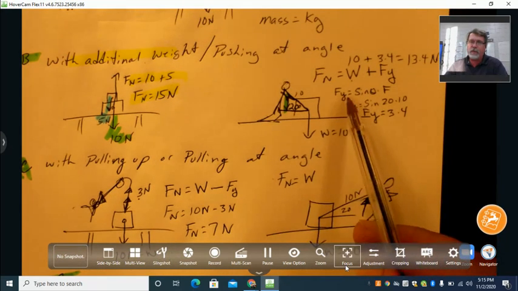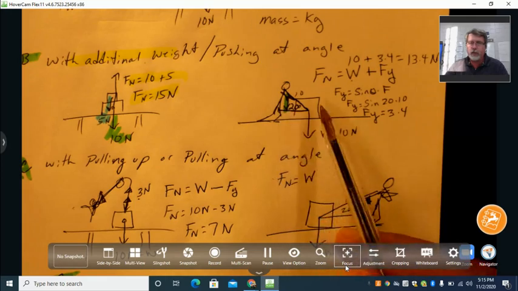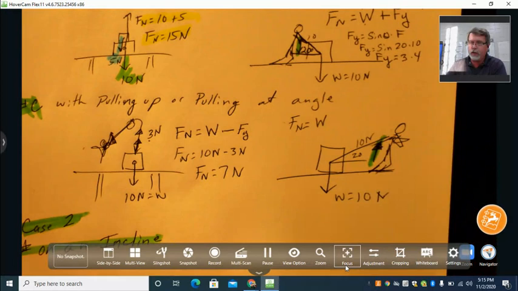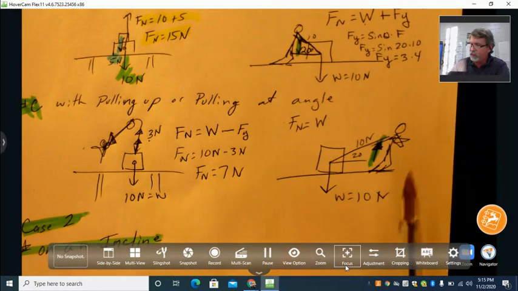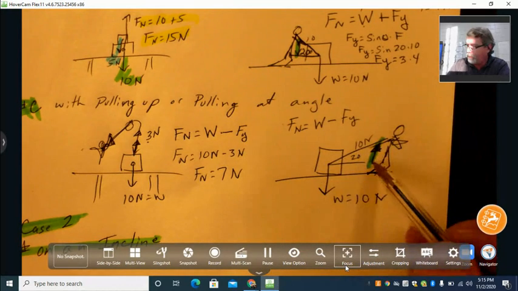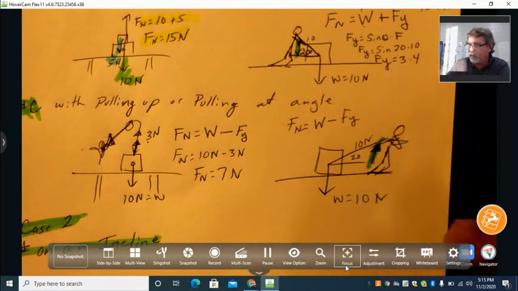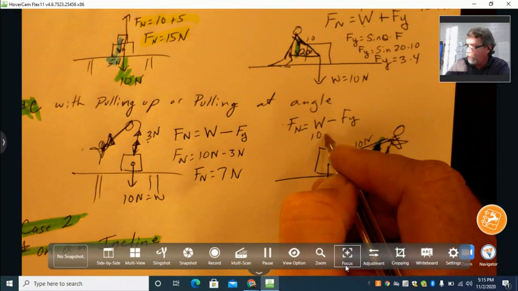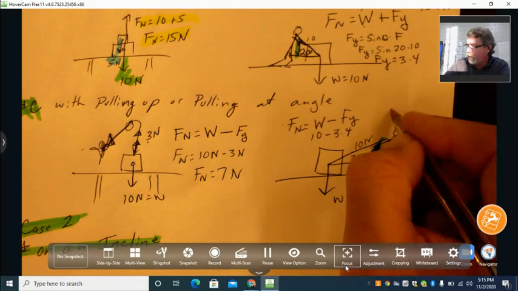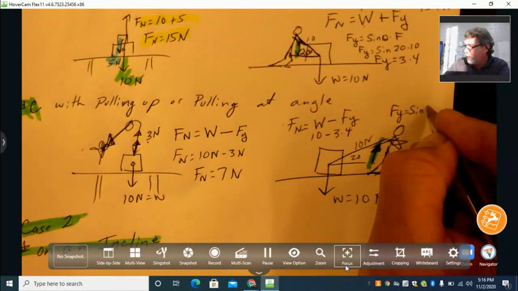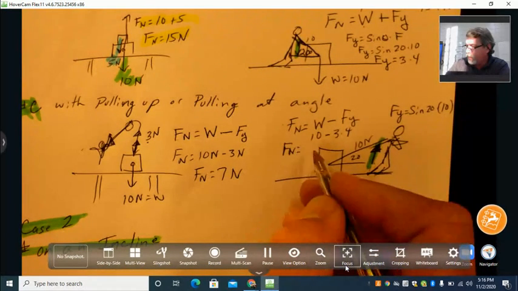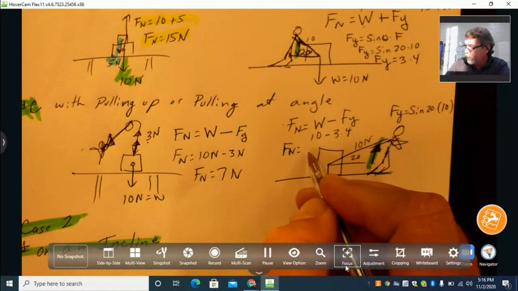In our previous example, the F of y was going down because we're pushing. Now the F of y is going up because we're pulling, okay? So we would actually do the weight minus the F of y. So based on our, again, the F of y is the sine component. So based on our earlier math, we would say 10 newtons. Now we're going to minus that 3.4, okay, where F of y is equal to the sine of 20 times the 10 newtons that he's pulling with. So our force normal in this case is 6.6.